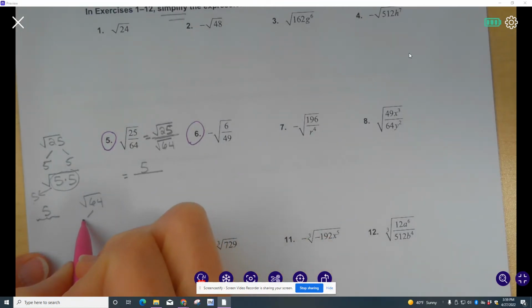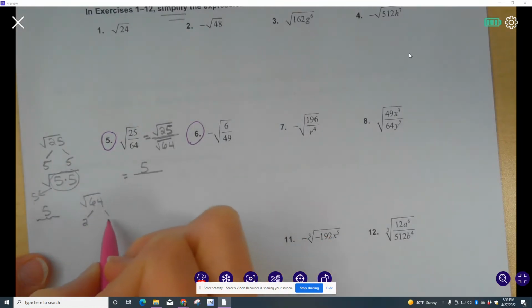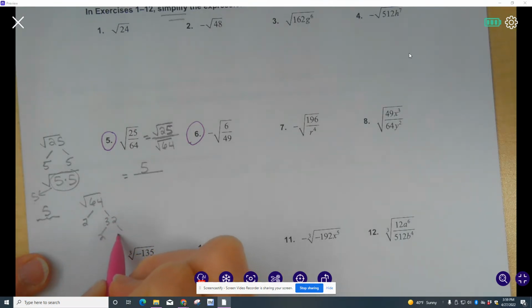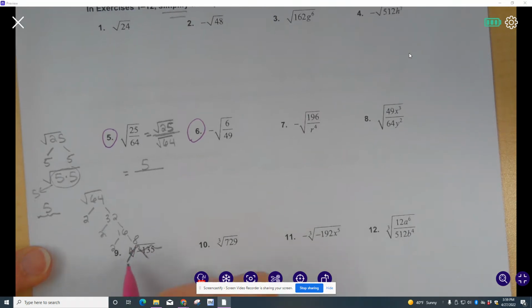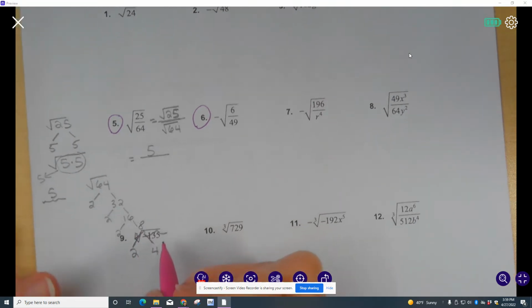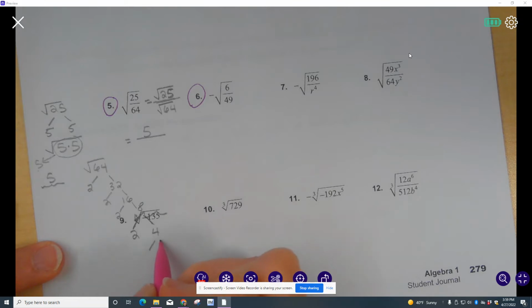64 is 2 times 32. Divide by 2 again. 2 and 16. Divide by 2 again. 2 and 8. I'm going to keep going here. 8 is 2 times 4. 4 is 2 times 2.